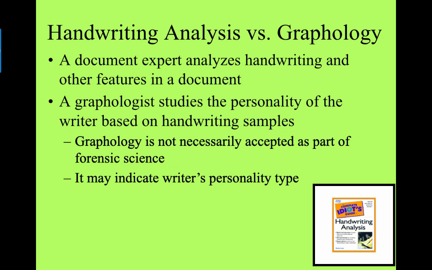A document expert analyzes handwriting and other features in a document. This is established as a scientific practice admissible in court. A graphologist is different. A graphologist studies the personality of the writer based on handwriting samples. It's really considered by most people a pseudoscience. One website I looked up claims that failing to cross your T all the way means you're a procrastinator, and crossing it high on the stem means you set high goals, while lower on the stem means you need to dream bigger. This seems a little bit simplistic, although some people do think that it might be useful in an investigation to indicate the personality type of the writer.